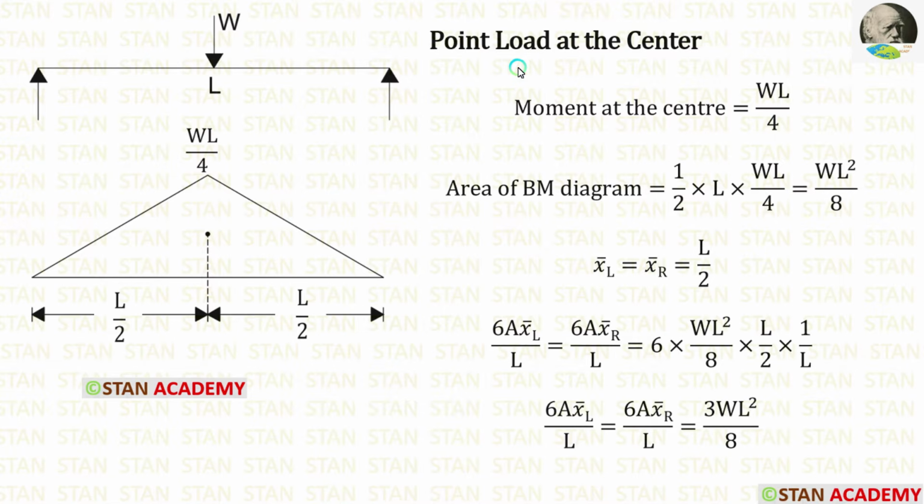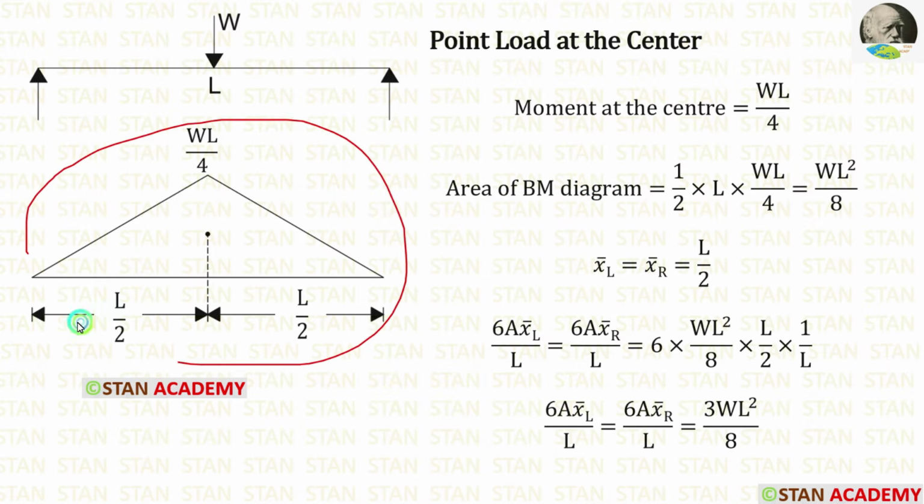Now let us see the first case when the point load is acting on the center. When the point load acts on the center in a simply supported beam, we will have the bending moment diagram like a triangle. The maximum bending moment in the center is WL by 4. Now let us calculate the area of the bending moment diagram.